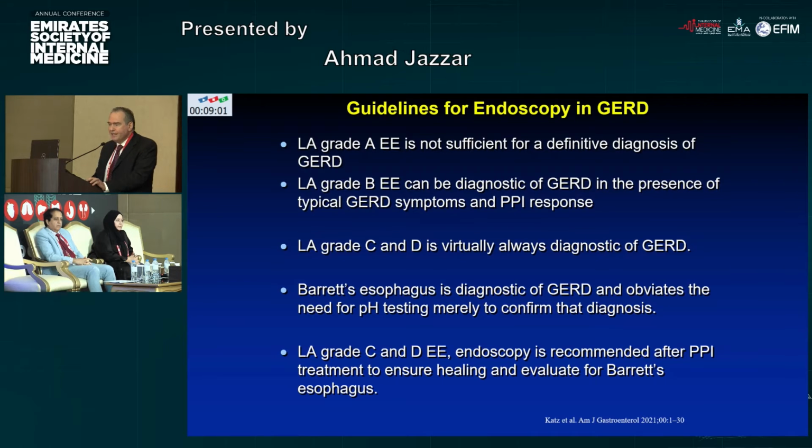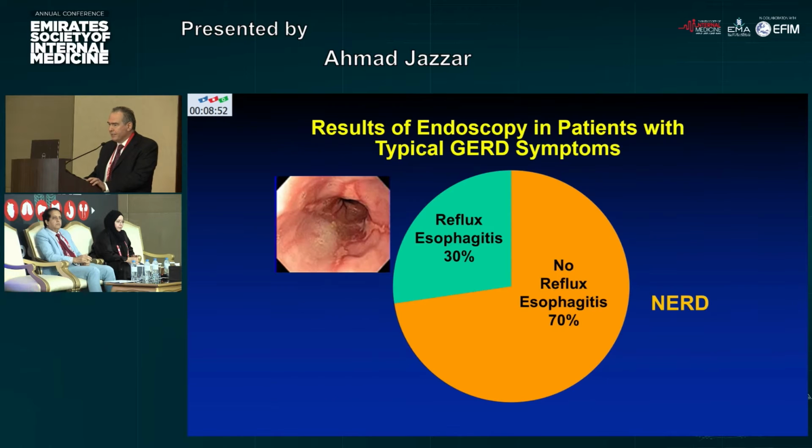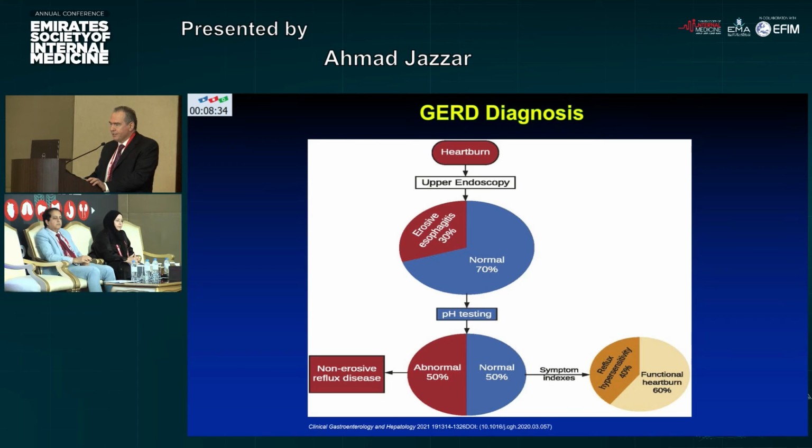LA grade C and D erosive esophagitis, endoscopy is recommended after PPI therapy as a follow-up to assess for an underlying Barrett's. Again, when we do upper endoscopy, in the old days, we used to see 50-50 regarding erosive esophagitis and non-erosive reflux disease, whereas right now we're seeing about 70% of patients with non-erosive reflux disease, NERD, if you will, in comparison to GERD reflux esophagitis.